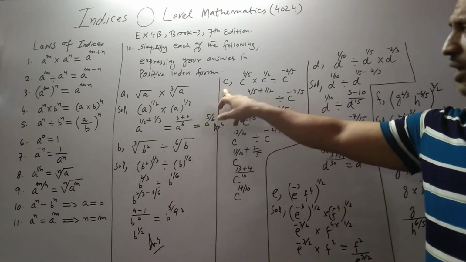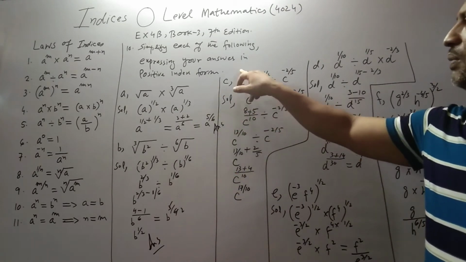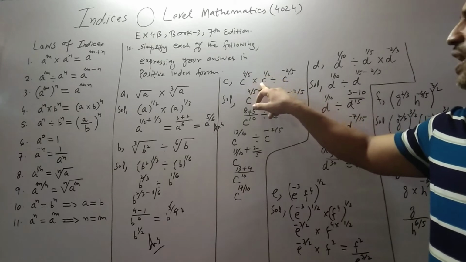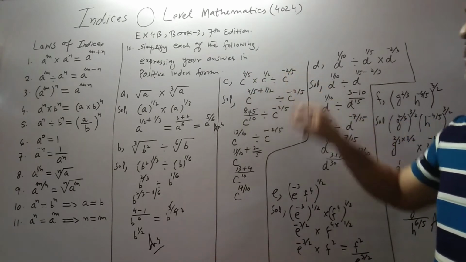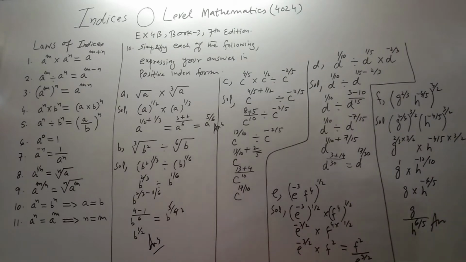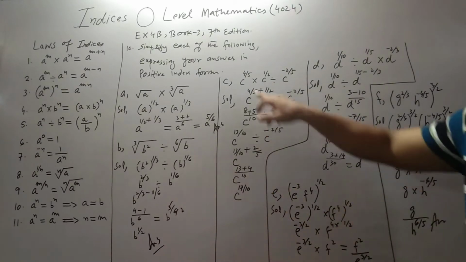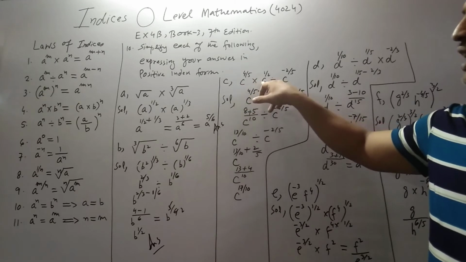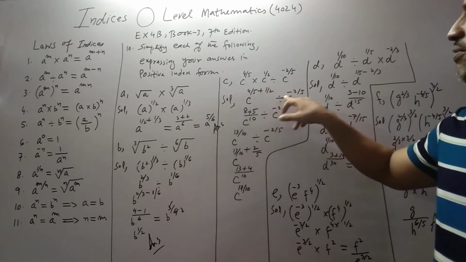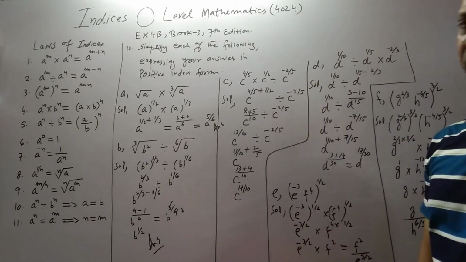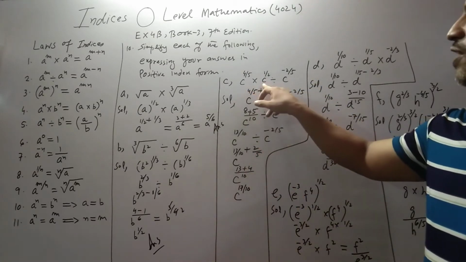This is part C. The question is c to the power 4 upon 5 multiplied by c to the power 1 upon 2 divided by c to the power minus 2 upon 5. So first apply law number 1 on these two. Bases are same, then powers must be added: 4 upon 5 plus 1 upon 2, divided by c to the power minus 2 upon 5. How to add 4 upon 5 plus 1 upon 2?